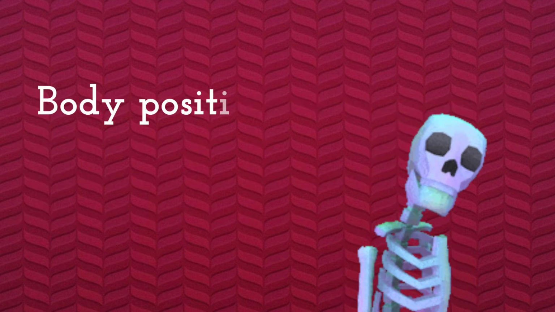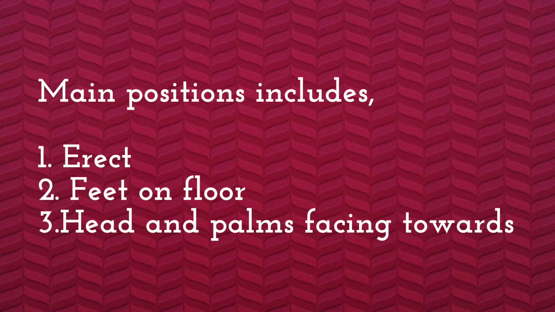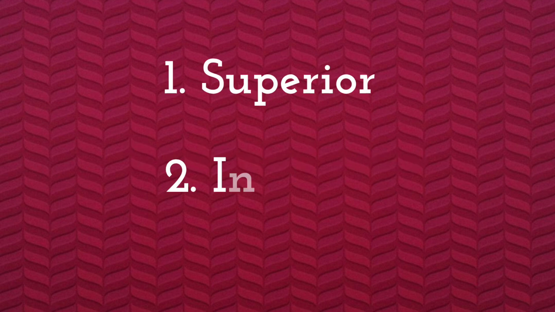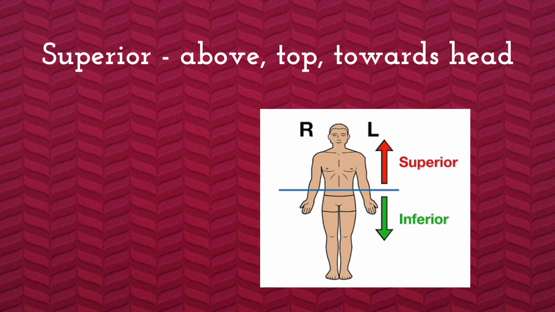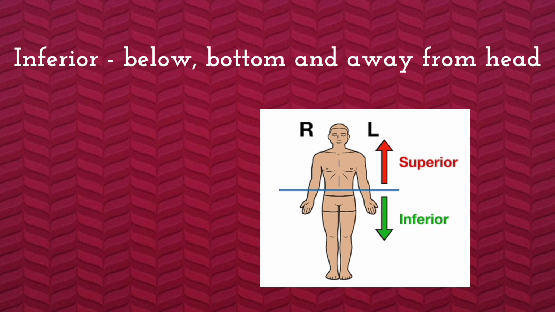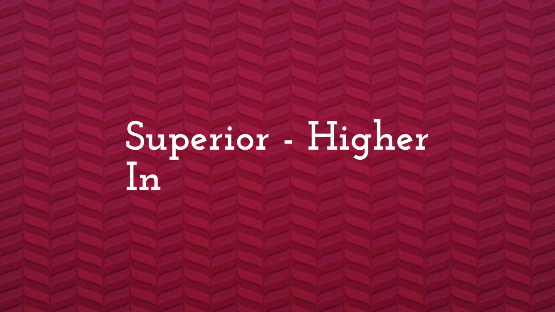Body positions. The main position includes the body to be erect, feet on floor and slightly apart, head and palms facing towards the front. Let's move on to the directional terms. Superior and inferior. Superior refers to above, top, towards head, and inferior refers to below, bottom, and away from head. In simple, superior means higher and inferior means lower.